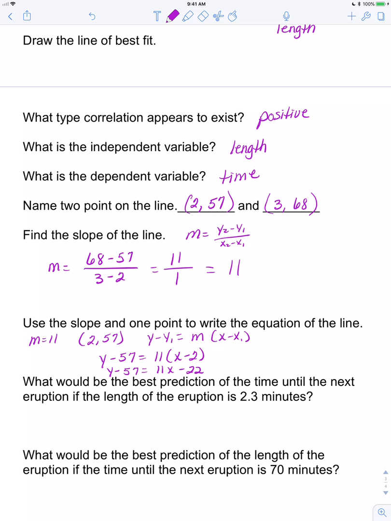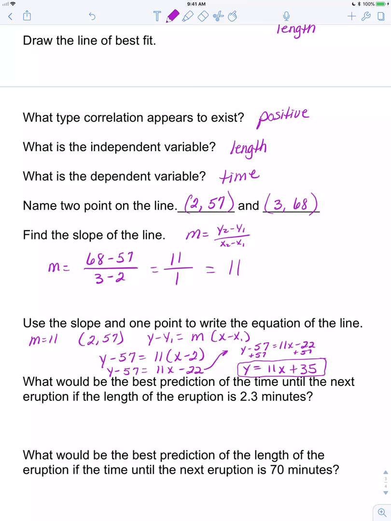Then we're going to add that 57 over to the other side. So let me bring it over here. So y minus 57 is equal to 11x minus 22. Add the 57 to both sides. That gives us y is equal to 11x plus 35. And like I said, the handout that I'm giving you with this shows you also how to come up with that on the calculator.